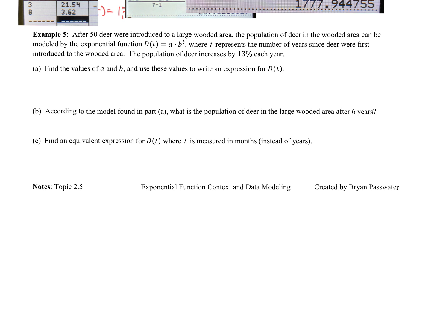So let's find A and B for our expression of deer. What is my initial value of deer here? What is my A? 50. All right, so I got 50 there. And then the deer increase by 13% each year. So what is my B? 0.13. It's not 0.13. Why isn't it 0.13?